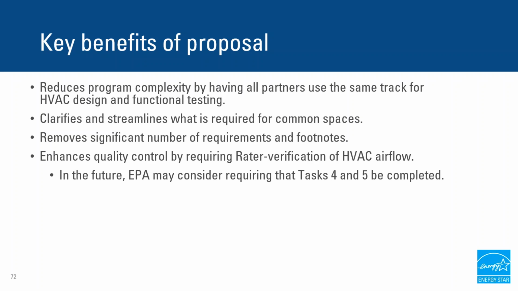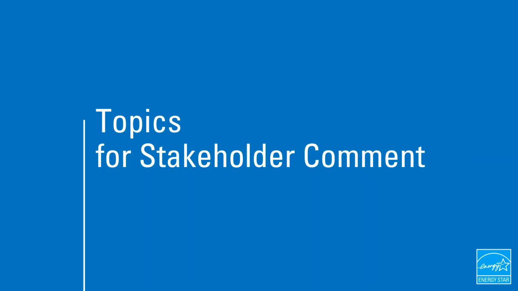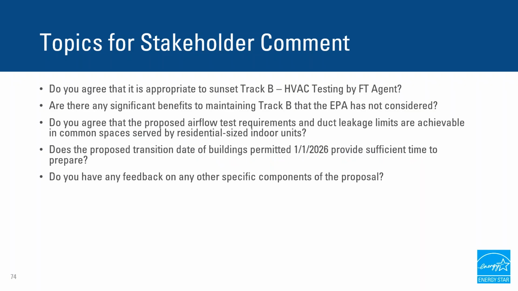As a reminder, in the future, we may consider requiring tasks 4 and 5, the watt draw and the refrigerant charge, also be completed. So for this, we want to hear from you on whether you agree that it's appropriate to sunset track B, and we are very interested in whether you think for common spaces, the duct leakage limits are achievable when served by residential sized indoor units, as well as the airflow testing for those common spaces.